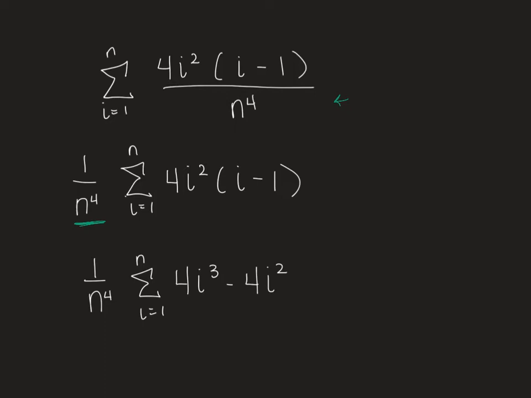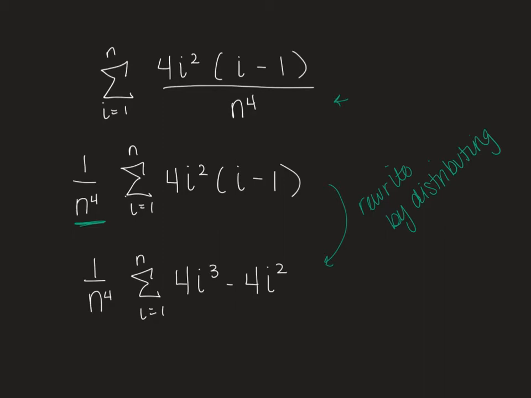So when you're looking at this 4i squared times (i minus 1), that looks really messy, but if you distribute, you can rewrite it. Just like how we did with derivatives, you rewrite it to make it a little bit easier for yourself. So you rewrite by distributing. When you do that, then you can still use all your formulas. You have your formula for i cubed, you have your formula for i squared. Now you can apply both those formulas here.